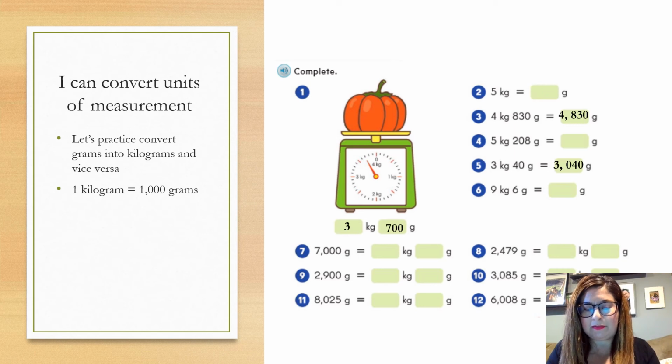Now we're all the way down to number 7. 7,000 grams is, oh, the directions have changed on us. Now it's asking us to take these grams and put them in kilograms and grams. So 7,000 grams is equal to, so if it's 1,000 grams in 1 kilogram, it's the same as 7 kilograms, and there's 0 grams left over. Number 9, 2,900 grams is the same as 2 kilograms, 900 grams. Don't forget those grams.